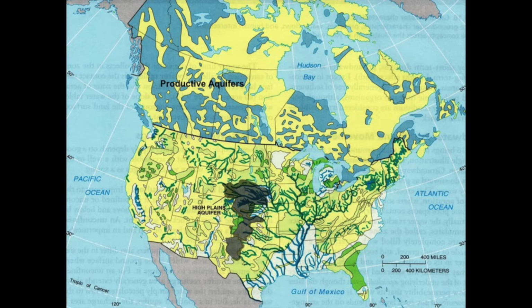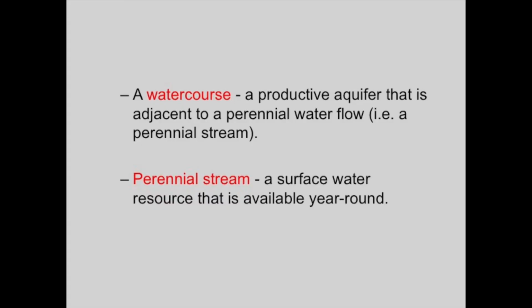Take a look for a moment at this map image that contains both Canada and the continental United States. Take a look at where productive aquifers are commonly found. In this case, you will find that productive aquifers are very common to western and western central portions of what is today Canada and the southern border of the Hudson Bay region. Watercourses are productive aquifers that are adjacent to perennial streams. Perennial in this case refers to water resources that are constantly available no matter what time of year it is.